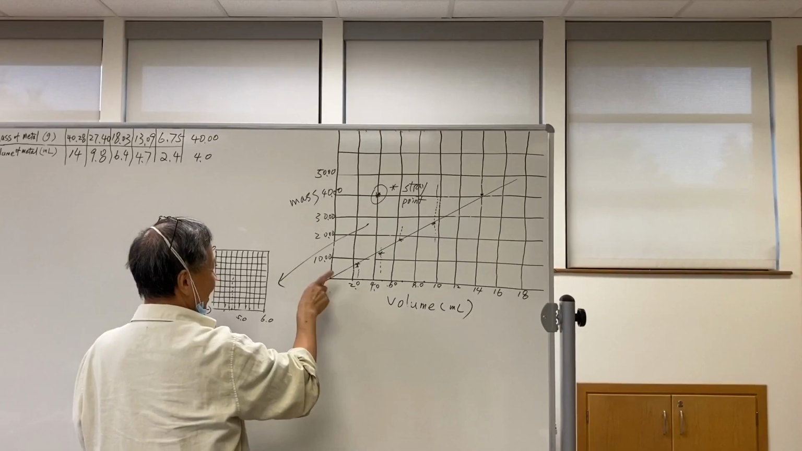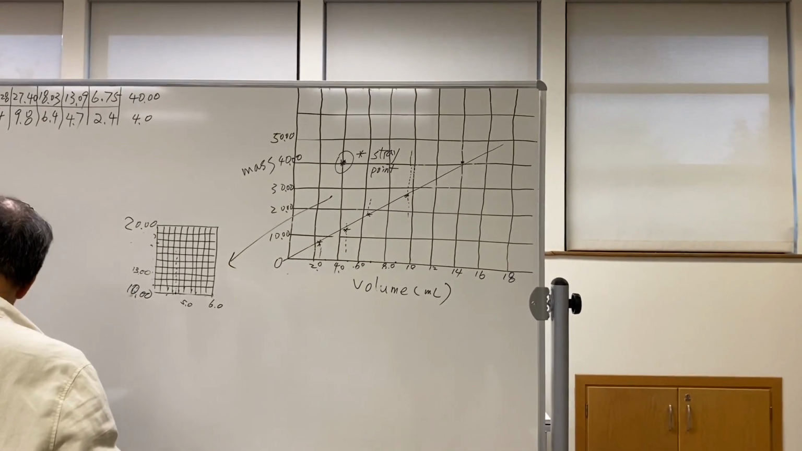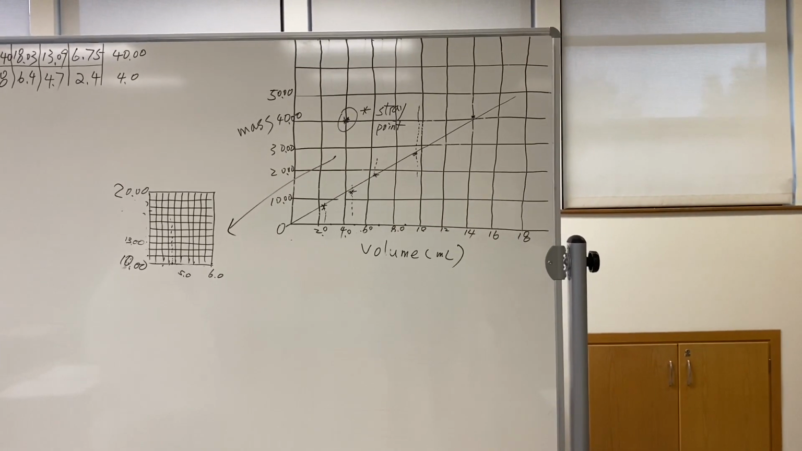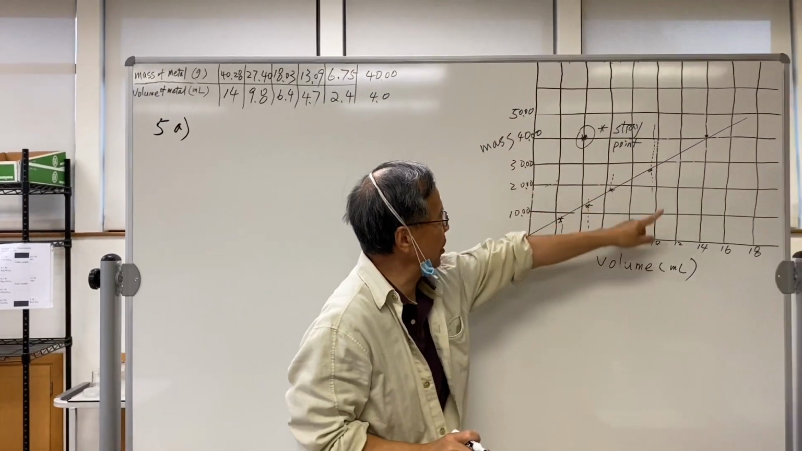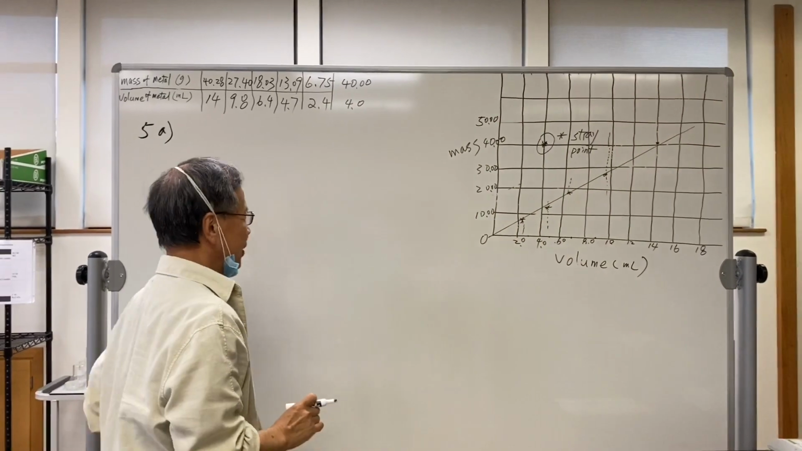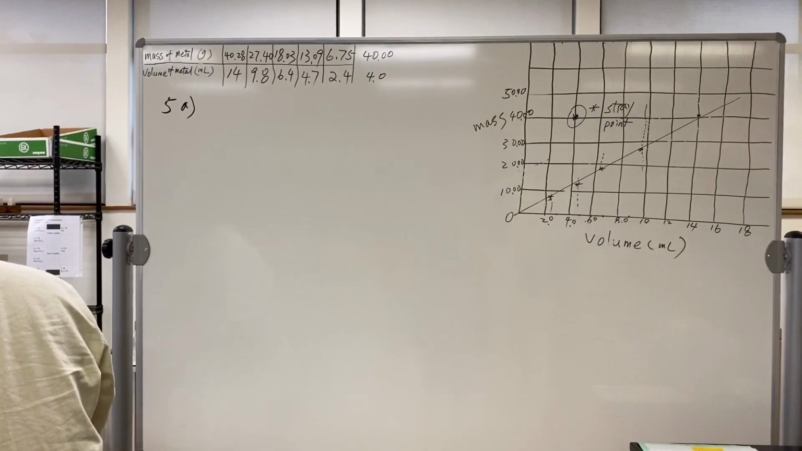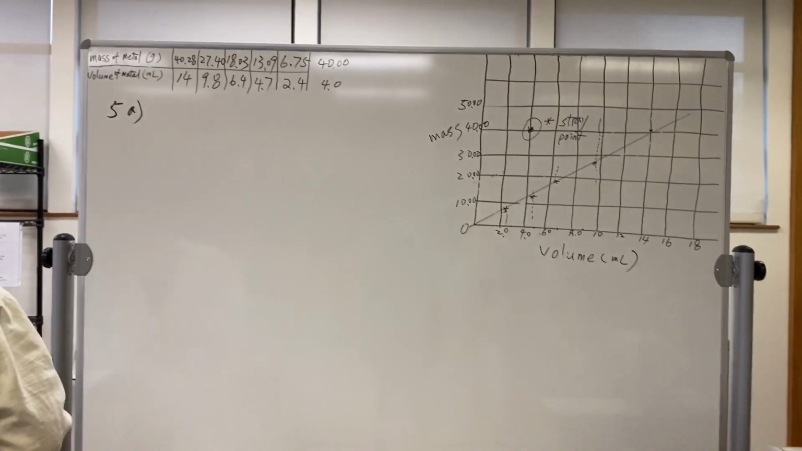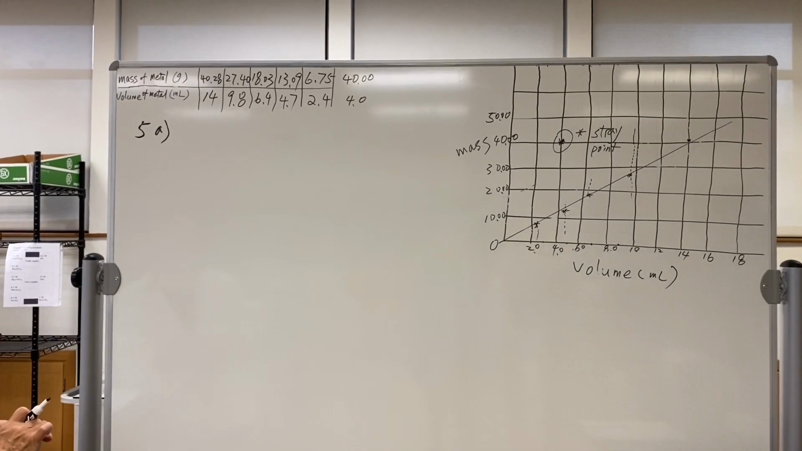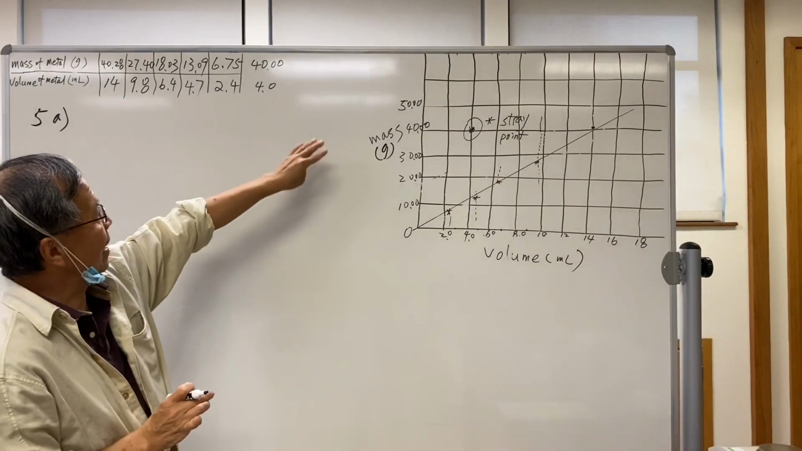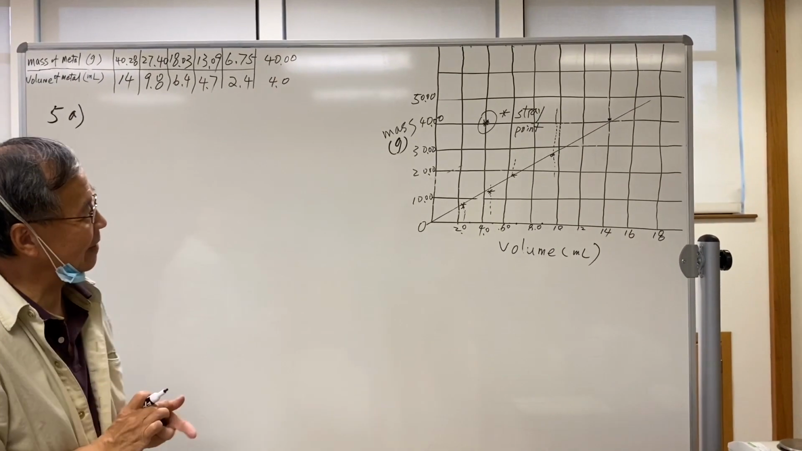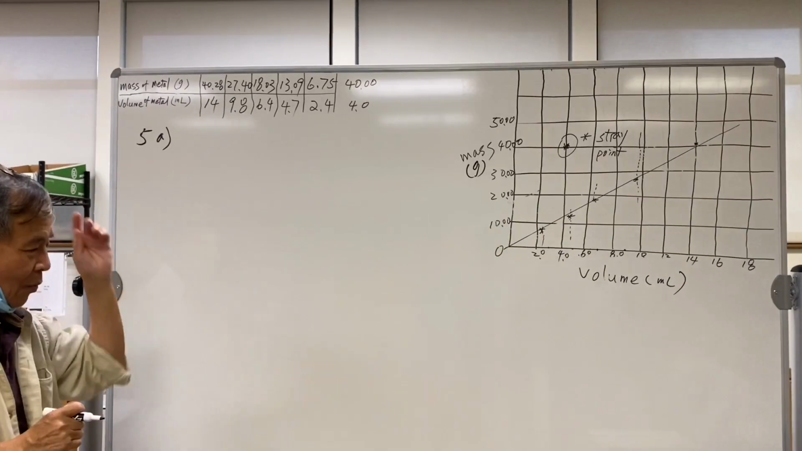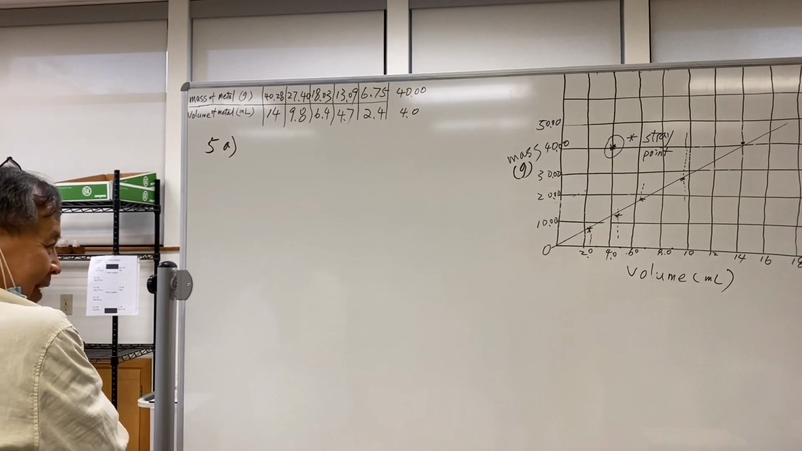This is the so-called 0,0 point. It's what we call the origin of the graph. Based on the information you have just obtained, answer the question: what is the relationship between the two variables? It means the mass and the volume. One is from your page 18.